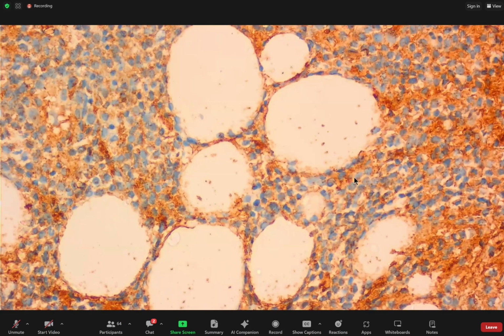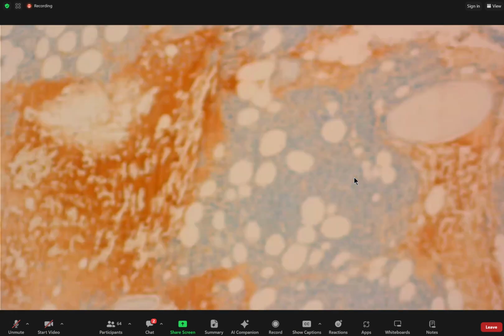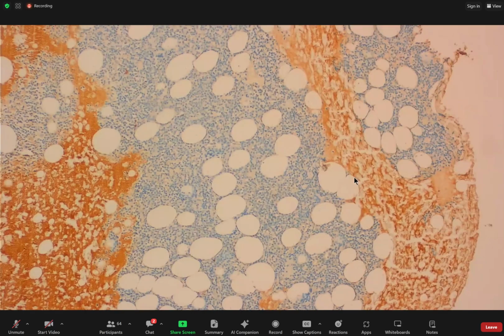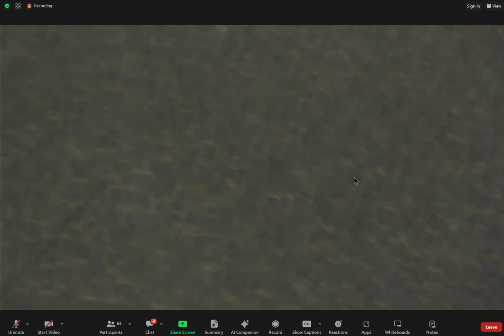Okay, this is kappa, and this is lambda. So they are kappa restricted. So we have clonal B cell pathology. So the differential would be lymphoplasmacytic lymphoma or plasmablastic myeloma.